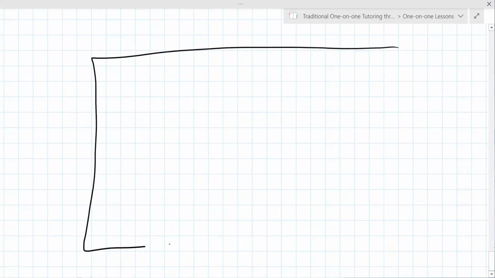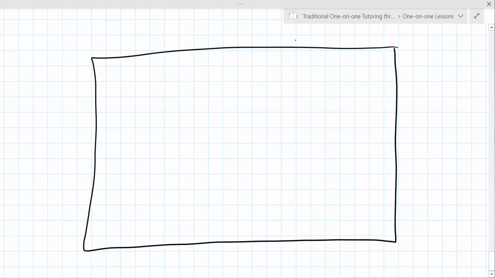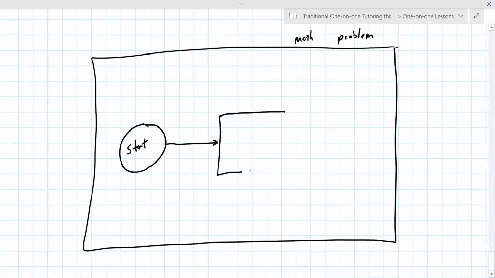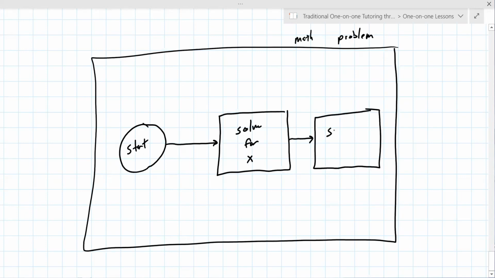So what I'm trying to show you here is that if this box represents a math problem, you start right here. This is where you're going to start. Sometimes you do something, in this case you solve for x. And then you use that value in the next part of the problem. You substitute it to determine the angle. And then you're done.